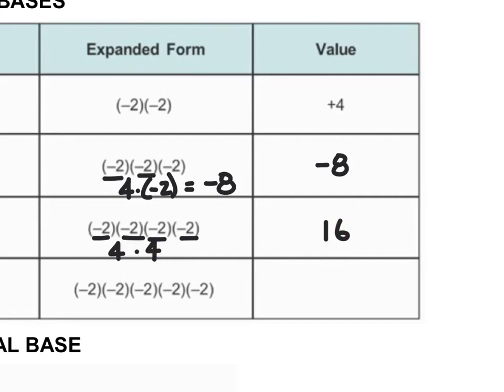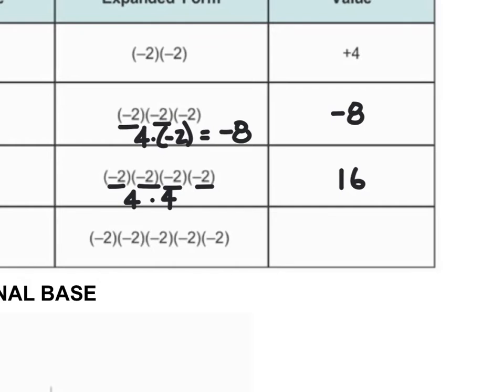Now if I do it 5 times, think about what happened. We've already evaluated -2 multiplied by itself 4 times. That's going to give me a value of positive 16. So I have 16 times then another -2. A positive times a negative is going to give me a negative, so -32.